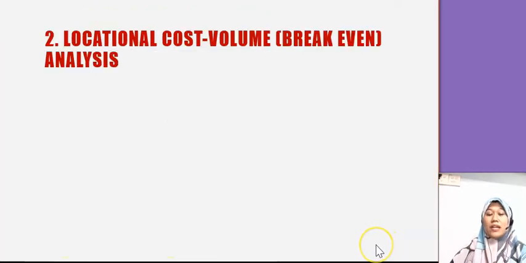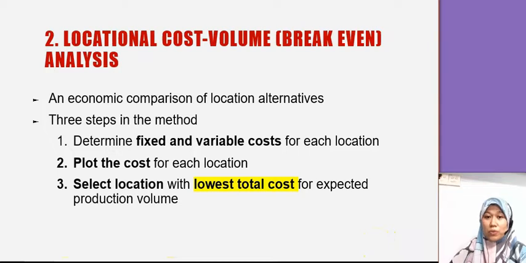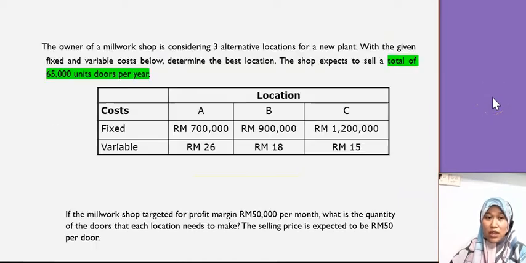Okay, now we're going to the locational cost volume break-even analysis. This one you have to come up with the graph, and bila ada graph, you need to find the lowest total cost. So dia akan bagi you the fixed cost and the variable cost for each location. I use this example sebab this example is easy to understand compared to the one in the notes. So, dia cerita pasal apa? There are 3 locations that they consider to relocate, and they give you fixed cost and variable cost.